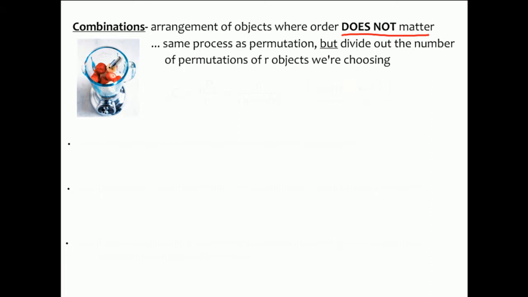So if you have 2 ingredients, strawberries and bananas, it doesn't matter in the end whether you have bananas added first and then strawberries, or if you put the strawberries in before the bananas. You just care if they are there or not. So that's really the essence of combinations. So the formula is basically the same as the permutation, but we divide out the number of permutations of the R objects that we choose at a time.